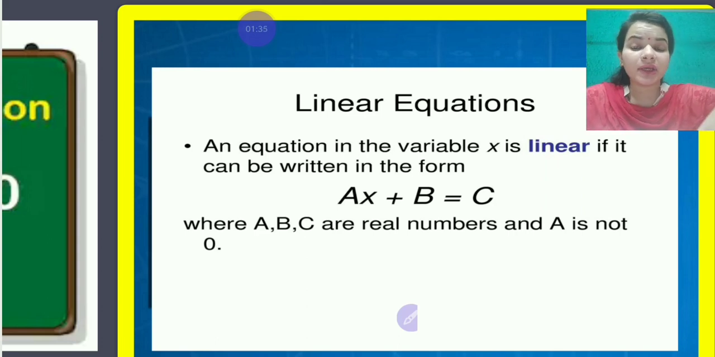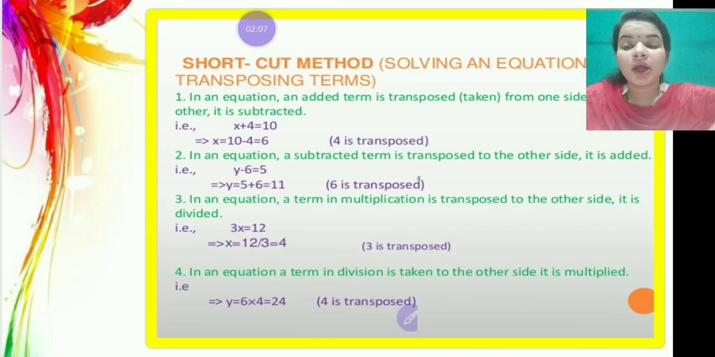Solving a linear equation means finding the value of the variable. If you are finding the value of the variable in the equation, then it will be known as solving the equation. Earlier I have told you one method, that was inverse operation, right? You were adding or subtracting the inverse of the constants given in the equation. Today I'll tell you another method of solving a linear equation, that is transposing, that is transposition.